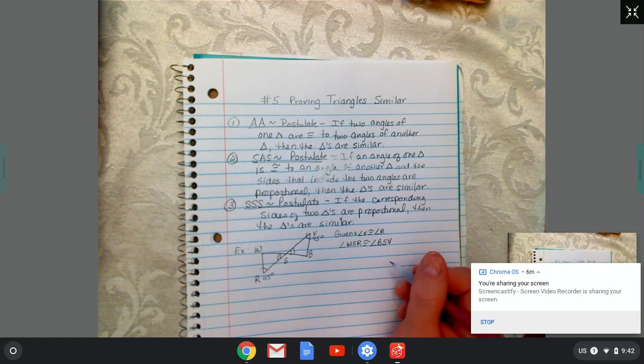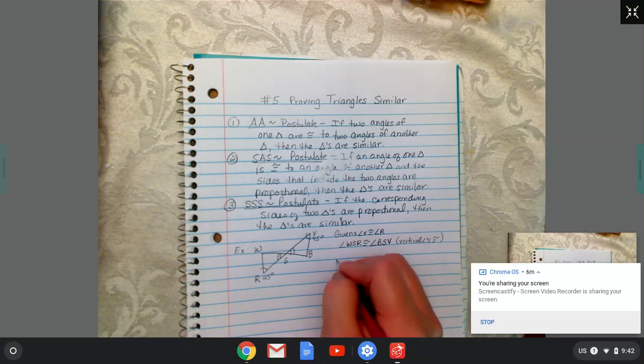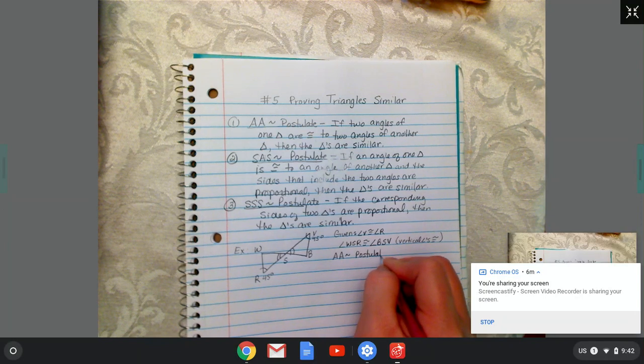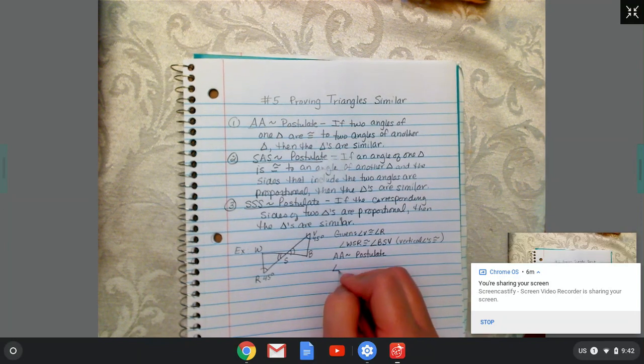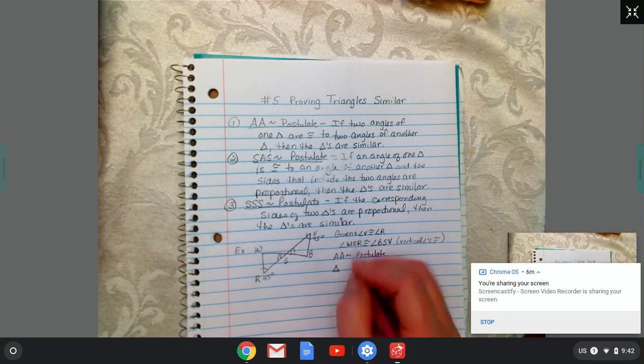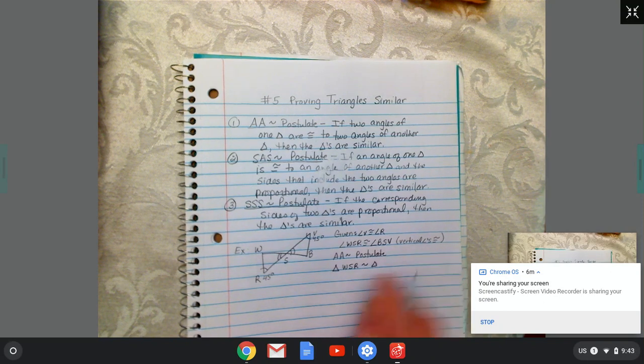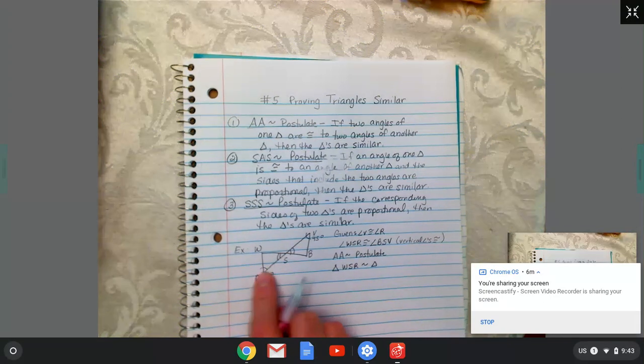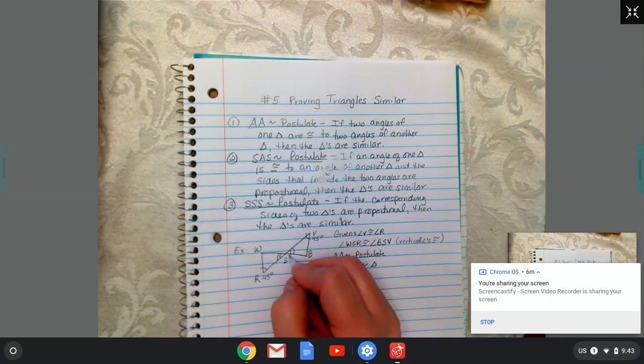Then we want to give a reason why we knew that. It wasn't marked, so remember, we can say vertical angles are congruent. Then we have the angle, angle similarity postulate going on. We can name the triangle in any order. I'll just do WSR is similar to BSV. When you write your similarity statement, make sure you're using an order that corresponds.